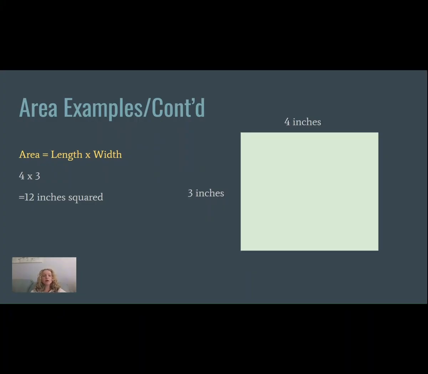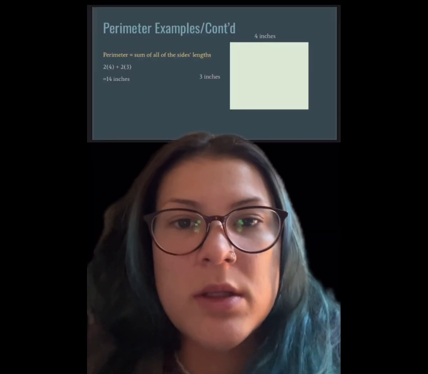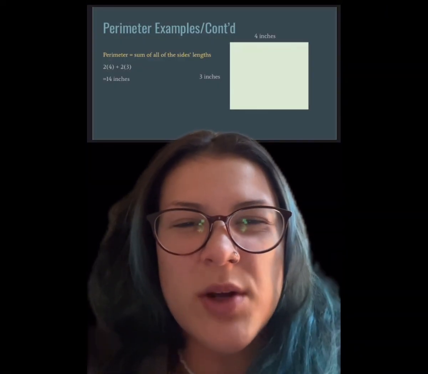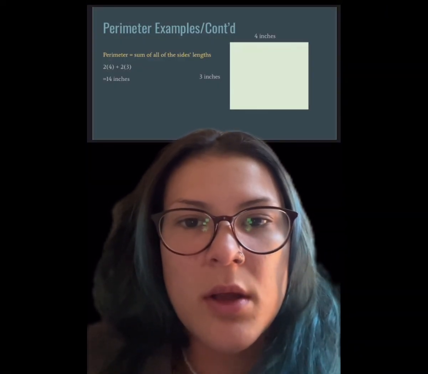Another thing that's important is area is always given in inches squared as the units. For perimeter, you don't have to do this because it's just a flat measurement, but for area, it's always going to be inches squared. Perimeter is the sum of all the sides' lengths. So it's like the fence around the yard of a shape, basically.